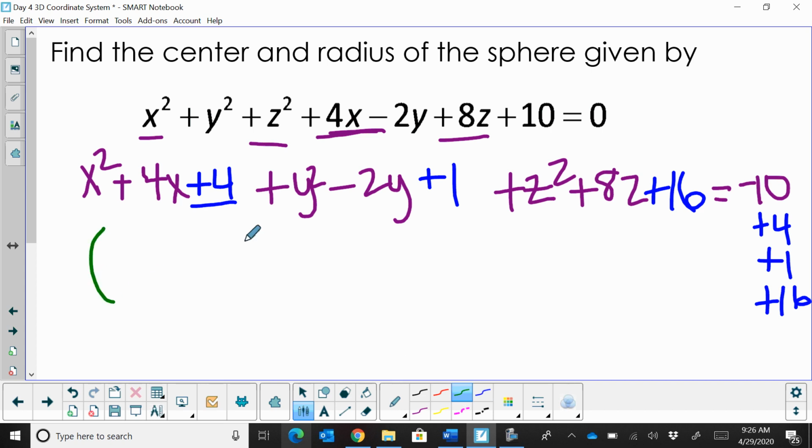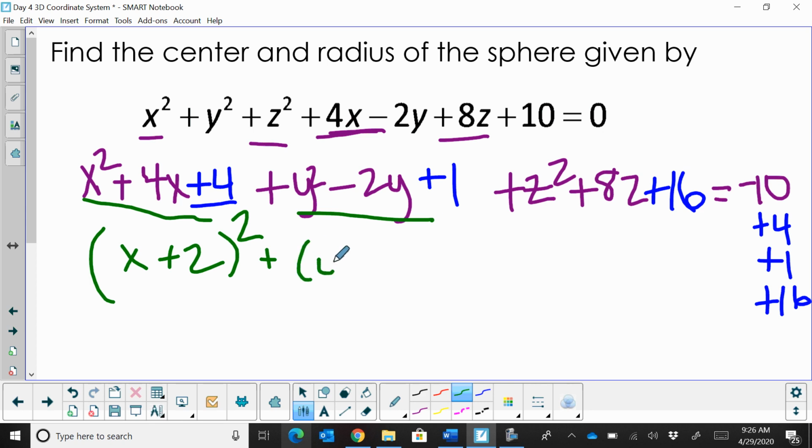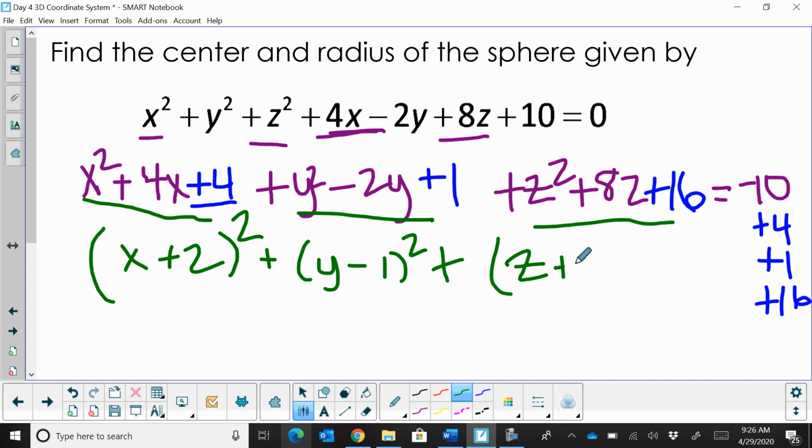Then we're going to factor the trinomials we created. So this is (x plus 2) quantity squared plus, let's look at the y. The y is (y minus 1) quantity squared. And the z is (z plus 4) quantity squared. So we factored each set of trinomials.